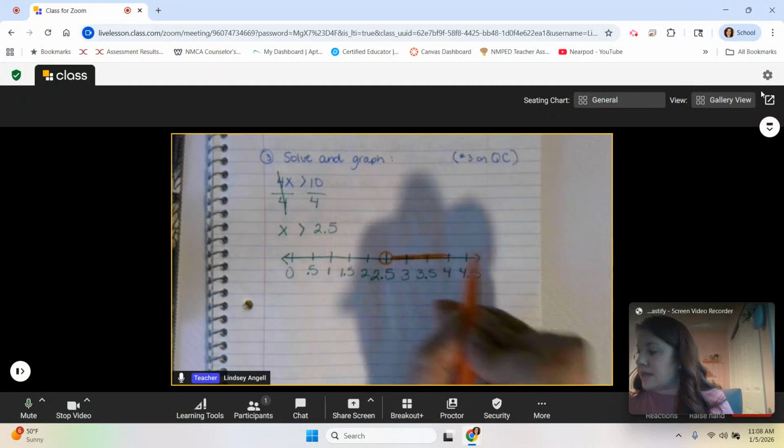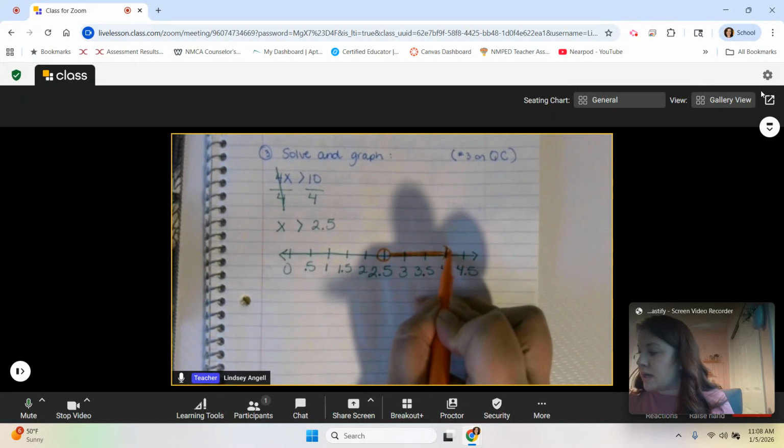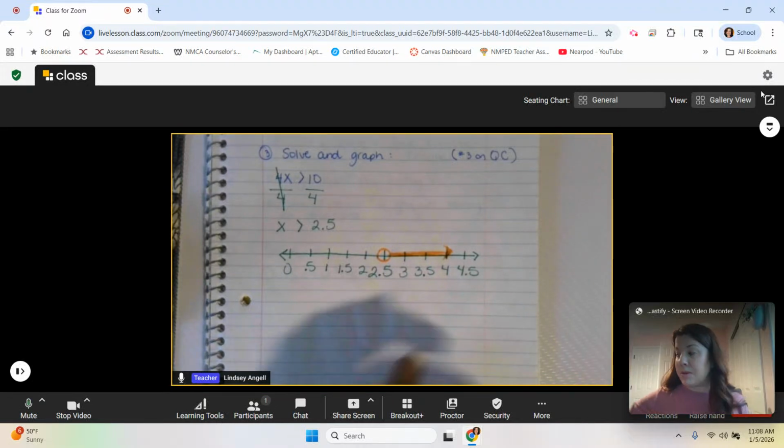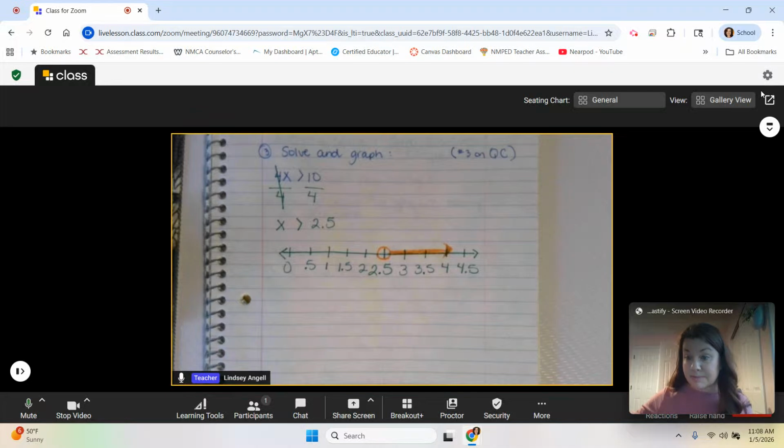And again, you can make it as long as you want, just as long as it's really obvious that that's where you're headed. And we put the arrow on the end to say, like, this keeps going. It goes on for a very long time. I just don't have the time or the space to write it.